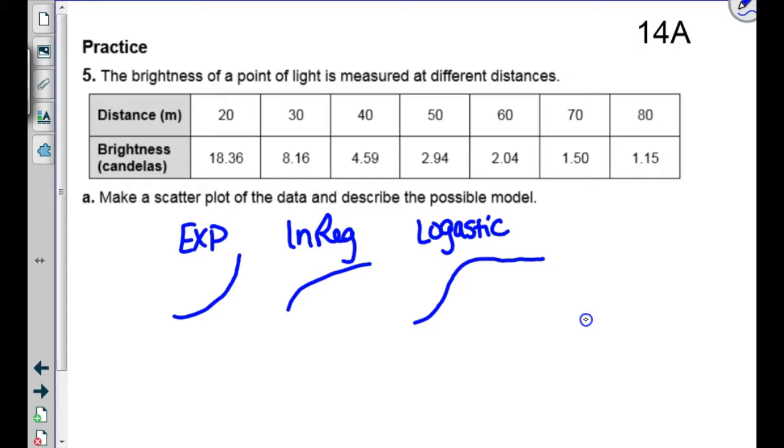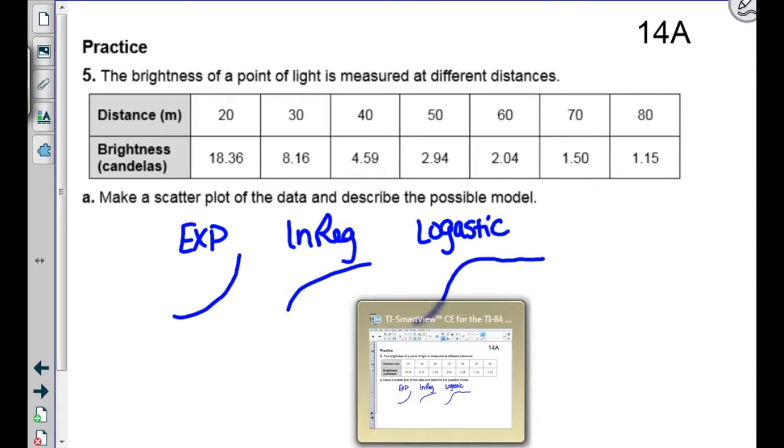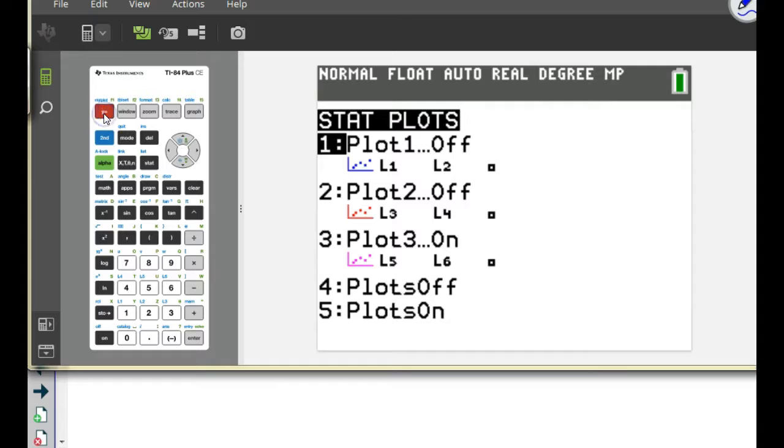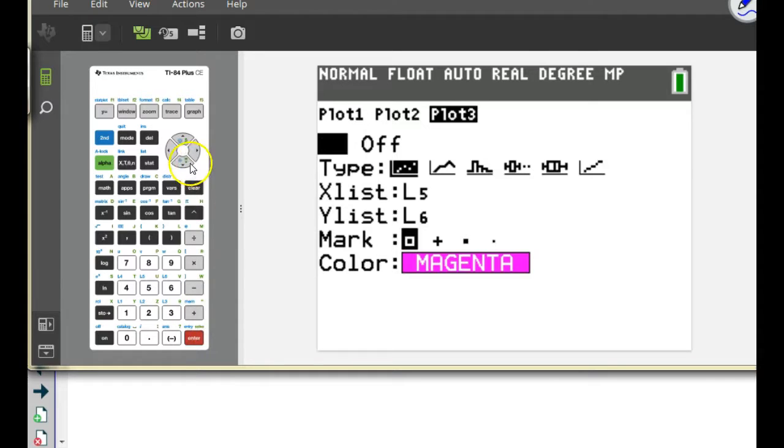So this is the brightness of a point of light measured from different distances. So they turned this light bulb on and they measured how many candelas it was from 20 meters away, 30 meters away, 40 meters away, 50 meters away, and so on. So I don't think this is going to look like any of those three, is it? I need to turn my stat plot on to show list.